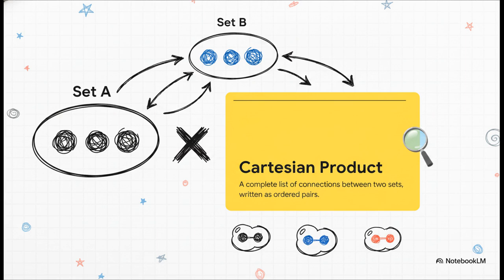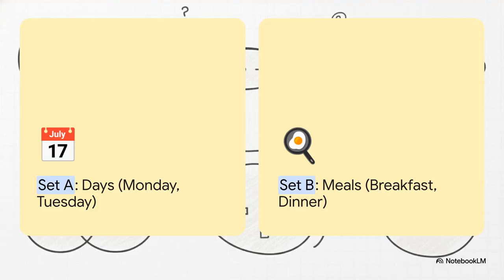In this product, we're forming ordered pairs. The rule is simple. The first element always comes from the first set, set A, and the second element always comes from the second set B. This concept is actually surprisingly intuitive when we use a real-world analogy.